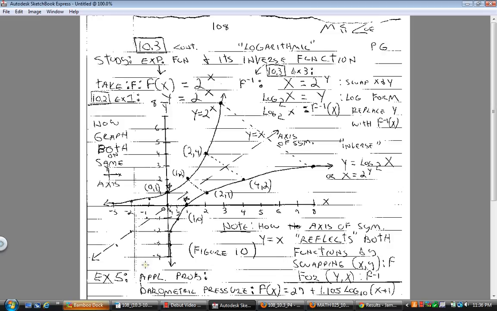Hey, we're going to finish up section 10.3. We're on our last page of our class notes. And here for page 6, we're going to kind of wrap up and summarize.